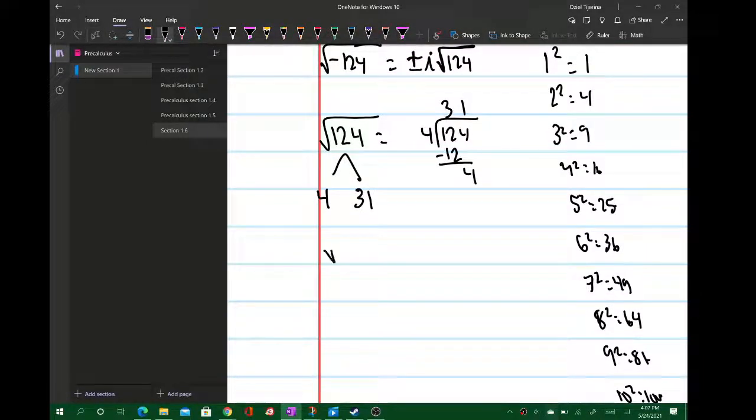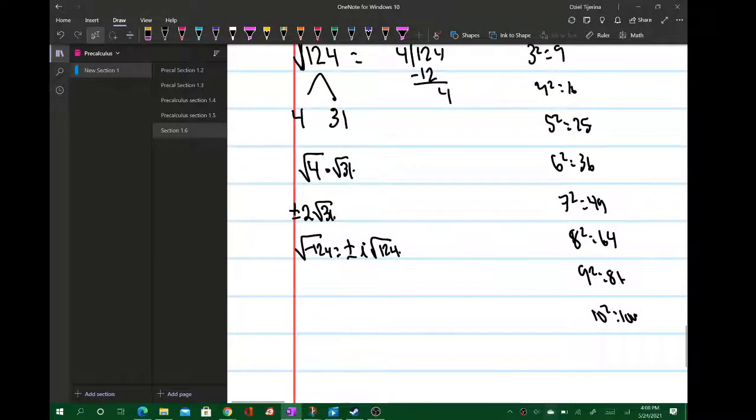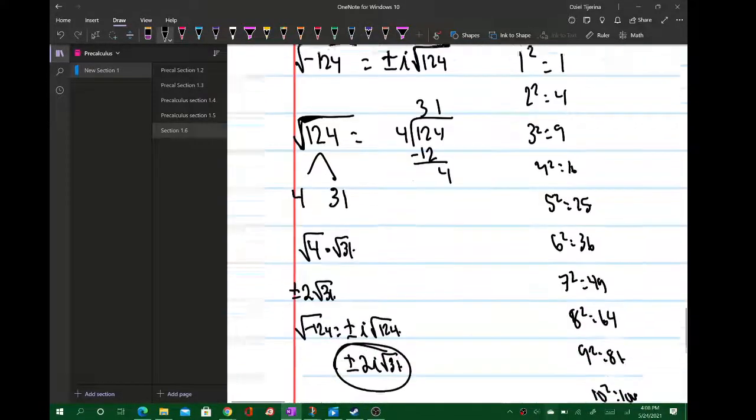So then you can say that this is equal to the square root of 4 times the square root of 31. Now remember, anytime we take the square root of something, we always include plus or minus. So it's going to be plus or minus 2 square root 31. So knowing that the square root of negative 124 equals plus or minus i square root 124, and we know that the square root of 124 is 2 square root 31, this simplifies as plus or minus 2i square root of 31, right? And that's how you do that.